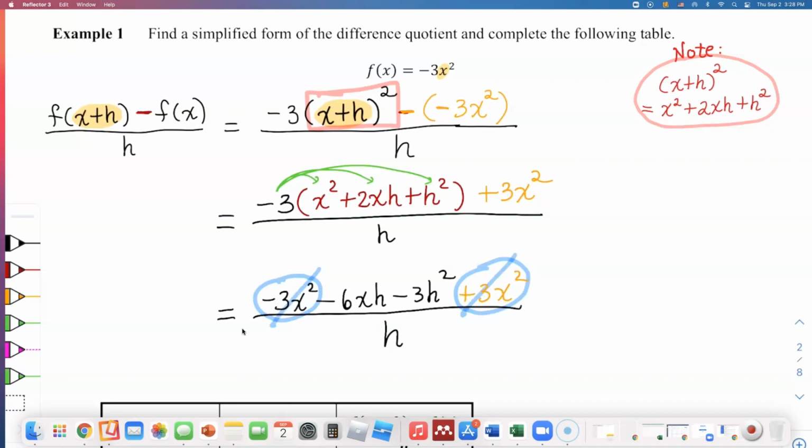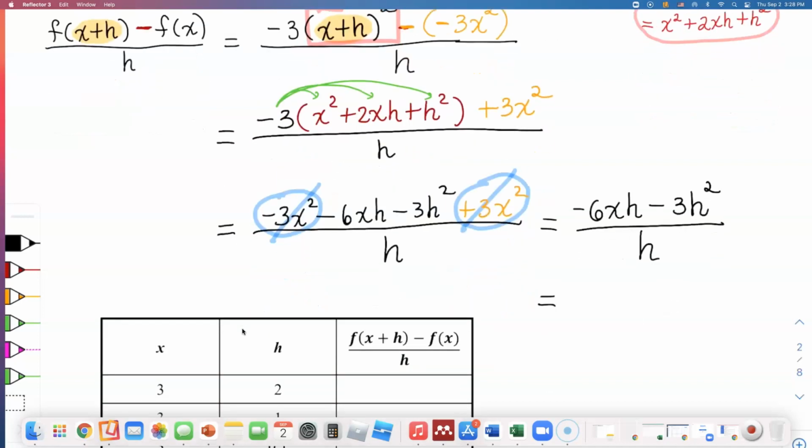What I have now is -6xh, these are the leftovers, minus 3h squared. And I'm trying to divide these two by h. Now luckily, both of the terms in the numerator have h. So I'll cross out this h and I'll cross out one of the h from the second. But remember, the second term had 3h squared, so it still has one h left.